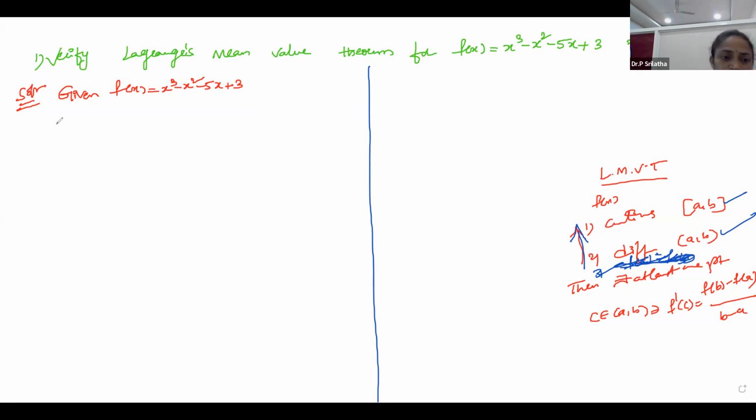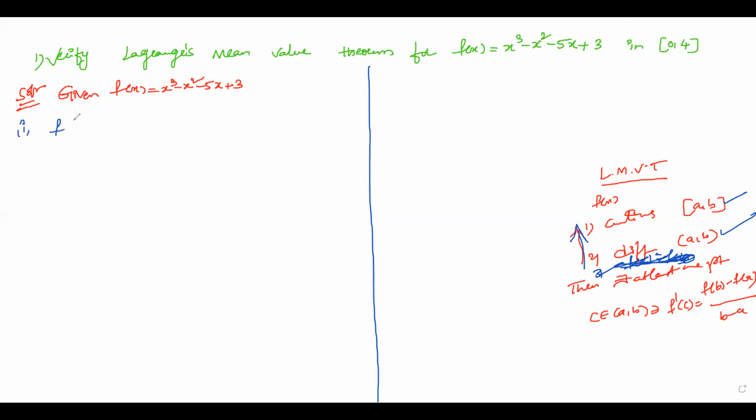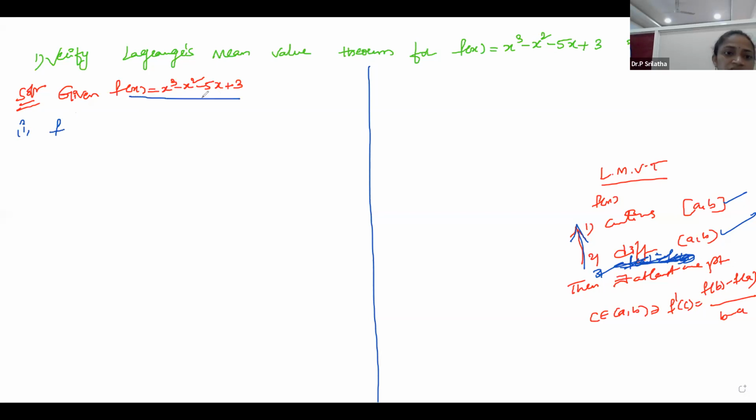Is it clear all of you? Yes, ma'am. Okay, give response. So what is f dash of x? Here f of x is this one. What about f dash of x?